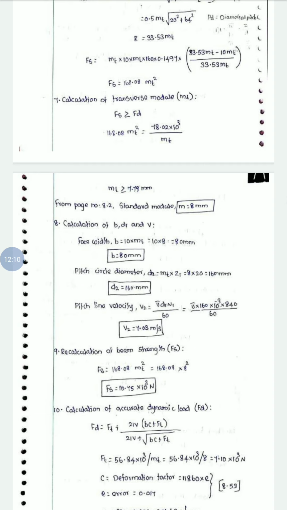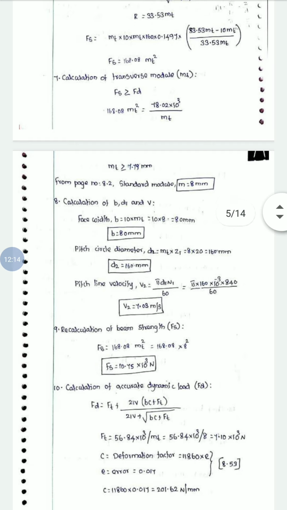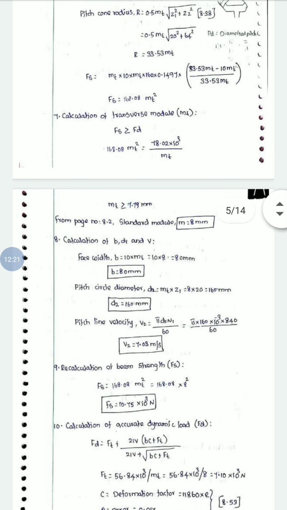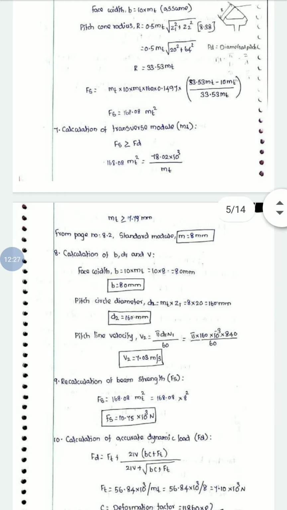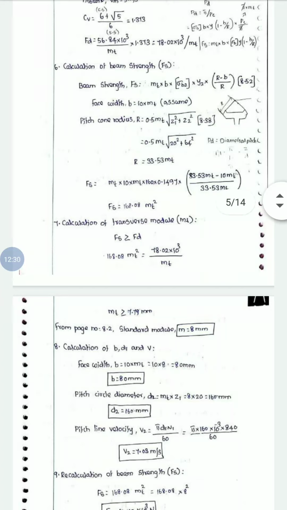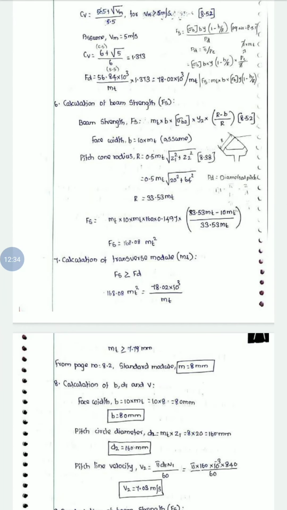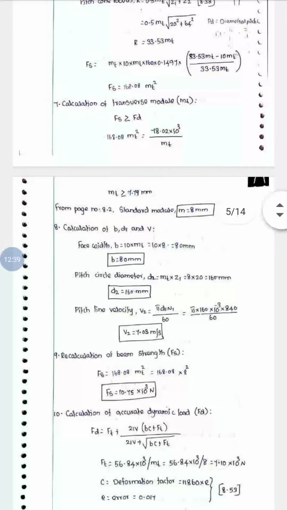The next step is the calculation of the transverse module, that is MT. This equation is also in page number 8.52: Fs should be greater than or equal to FD. We have already found Fs as 168.08 MT square, equal to FD, which is 78.02 into 10 power 3 divided by MT. By equating that, we can easily find the MT value, that is 7.79.